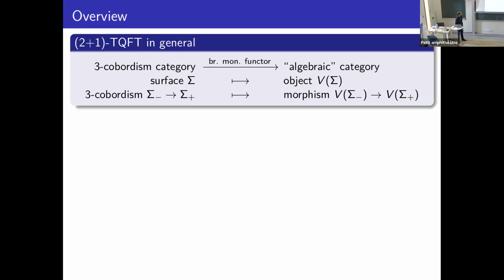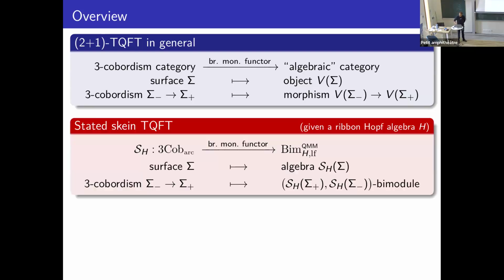Now you have to remember that a morphism in a category is not necessarily a function, right, or an application. And indeed, here in our example, morphisms are not functions, but morphisms are bimodules. So what we will assign to a surface is an algebra, which is denoted SH of sigma. S is for stated skein. And to a cobordism between two surfaces, sigma minus and sigma plus, we will associate a bimodule between the algebras corresponding to the surfaces.